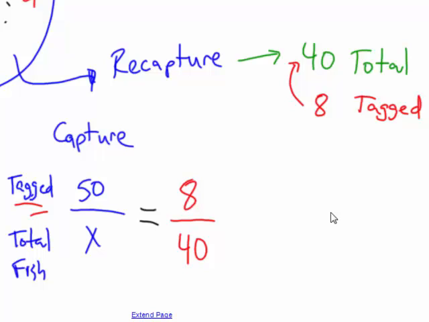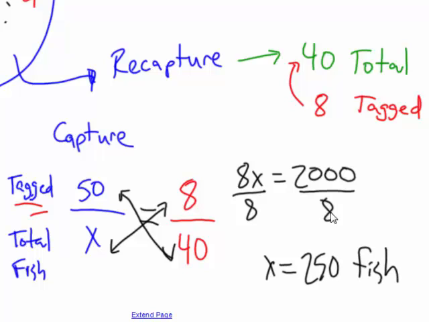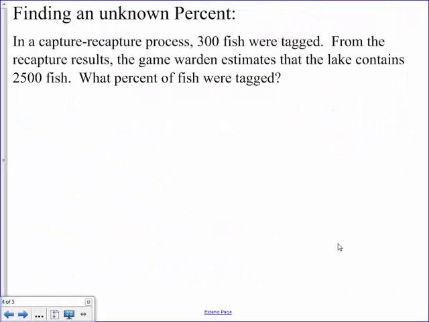So now I could solve for an estimate of how many fish were in that lake. So I like the cross product. So 8 times x, 8x equals 50 times 40. So that is 2,000, and we divide by 8. So we could estimate that there are a total of 250 fish in that lake, right? It's probably not exact, but it's got to be pretty close based off my proportional thinking. So now let's use that to help us solve a few different problems.